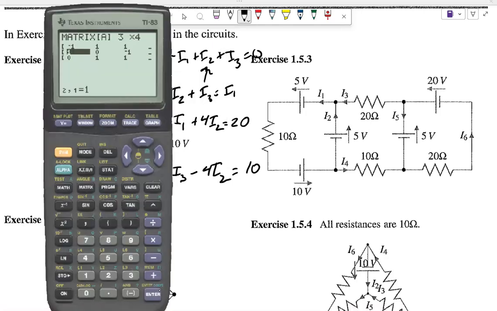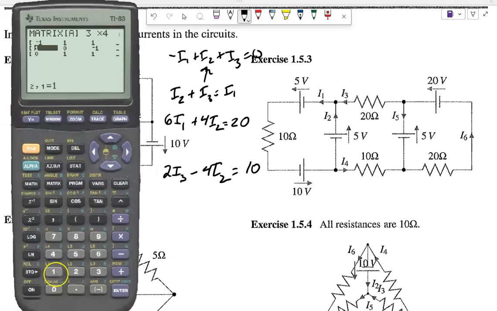Okay. What's your second row going to be? 6. Oops. You said 6, and then I hit the 1. 6, 4, 0. Good. 20. Good. Last row. 0, -4, 2, 10. Good. Are we okay with getting the matrix set up without me writing it down? Okay. If you need me to write it down, I can.